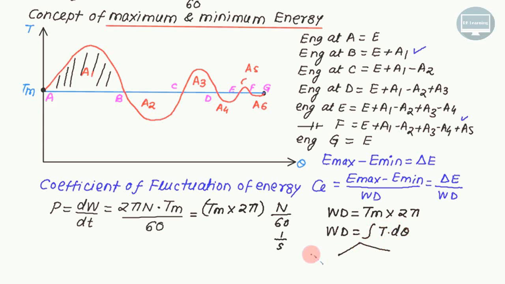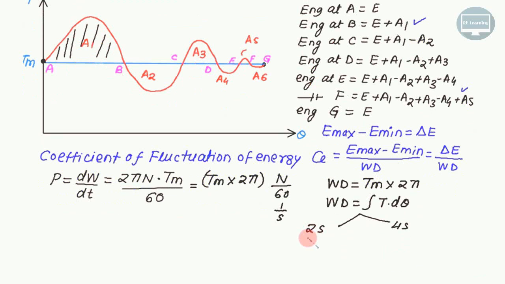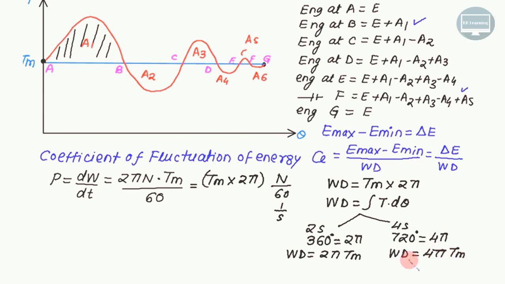In the case of a 2-stroke engine, the cycle is completed in 360 degrees, that is 2 pi radians. In a 4-stroke engine it is completed in 720 degrees, that is 4 pi. Therefore the work done for 2-stroke is 2 pi multiplied by the mean torque Tm, and for 4-stroke it is not 2 pi but 4 pi multiplied by Tm. This is the major difference.